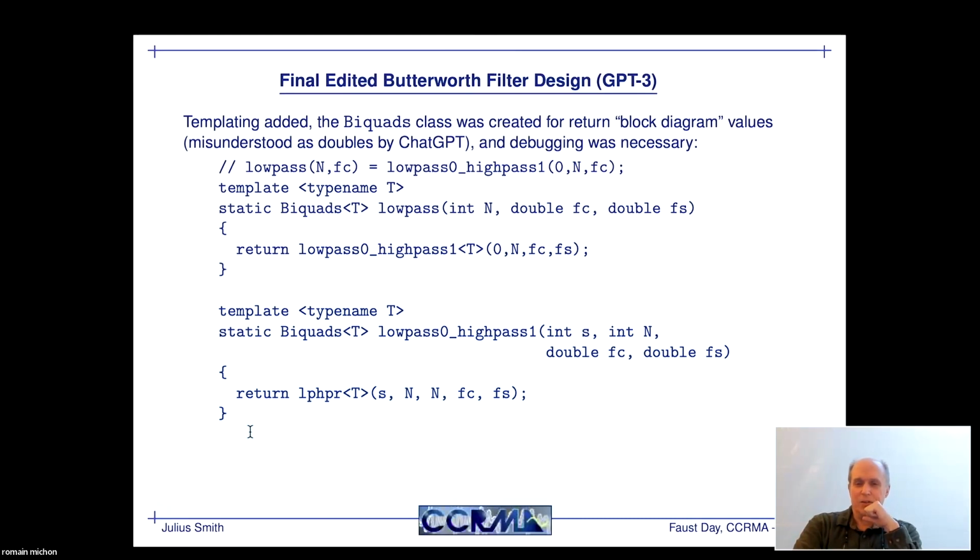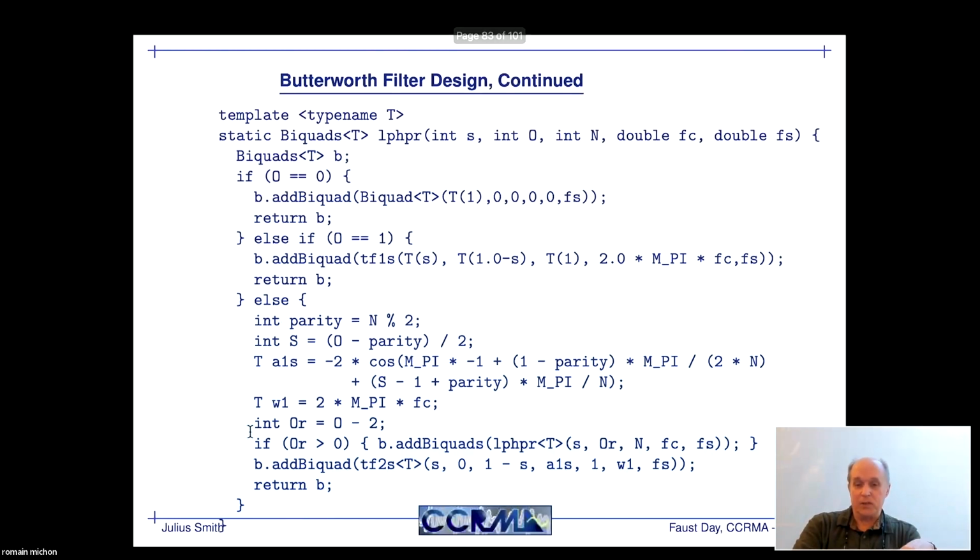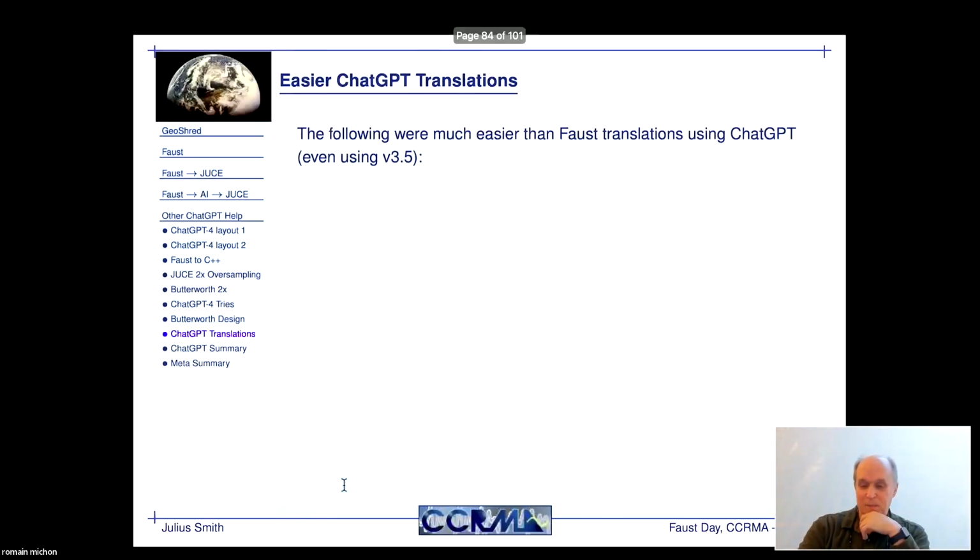And I finally got a new chat. But the final design was from 3.5, and it's fine. It looks a lot like the original Faust. So if you look at the original Faust, you'll see this is almost identical to it. And the only thing I had to add is a biquad class, because what it was trying to do was just return an expression. You don't do that in Faust, but it would say, just as a give up shot, return TF2S to recurse. But it was very easy to edit into a working final thing, and that's what I'm actually using. That's what you heard. You heard that code.